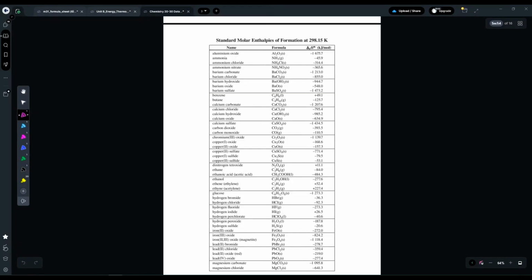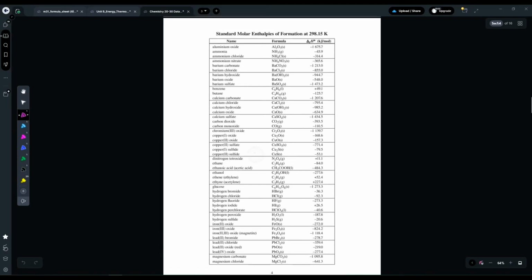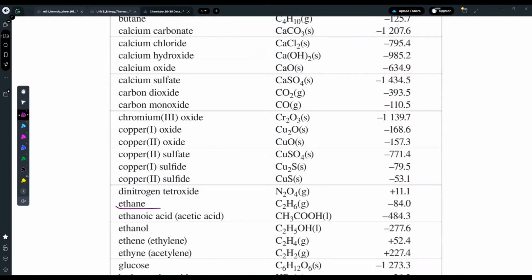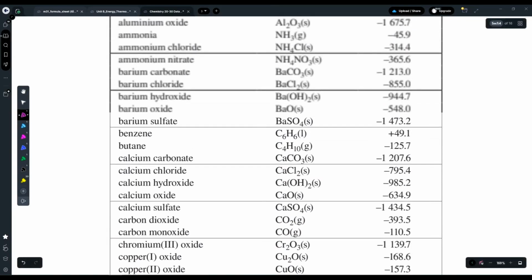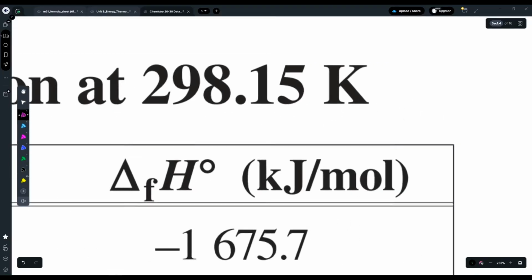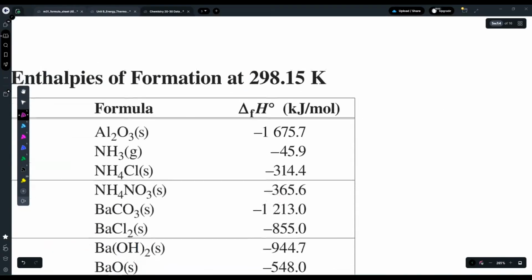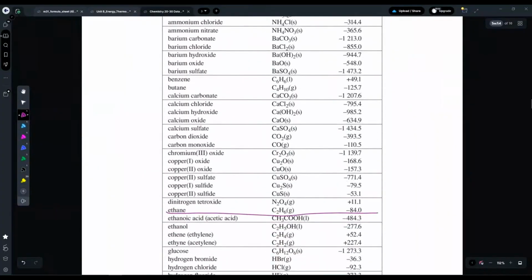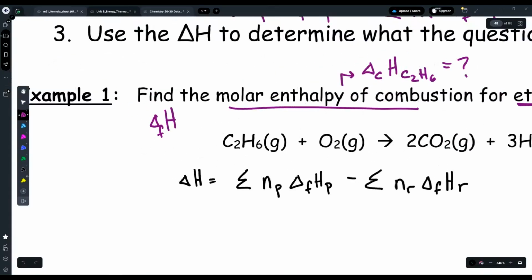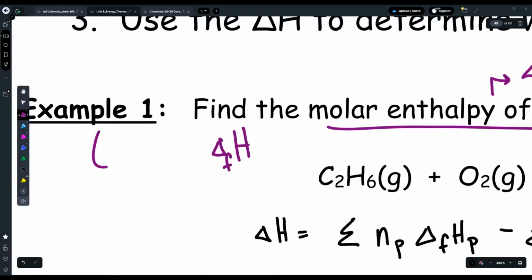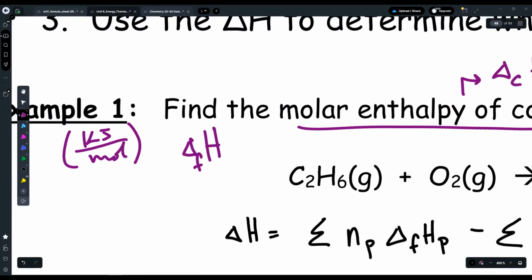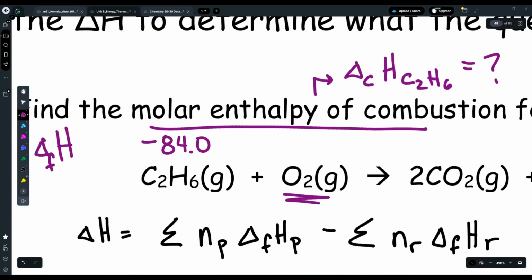Go to our data booklet. So this is on page 4, and I'm seeing ethane is right here. So it's negative 84.0, and our units are going to be kilojoules per mole. So I'm going to write this over here that my units are kilojoules per mole. So negative 84.0.